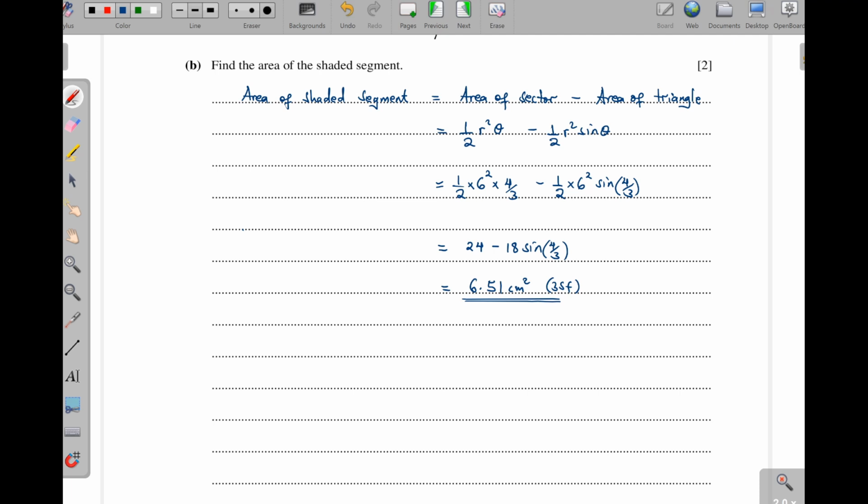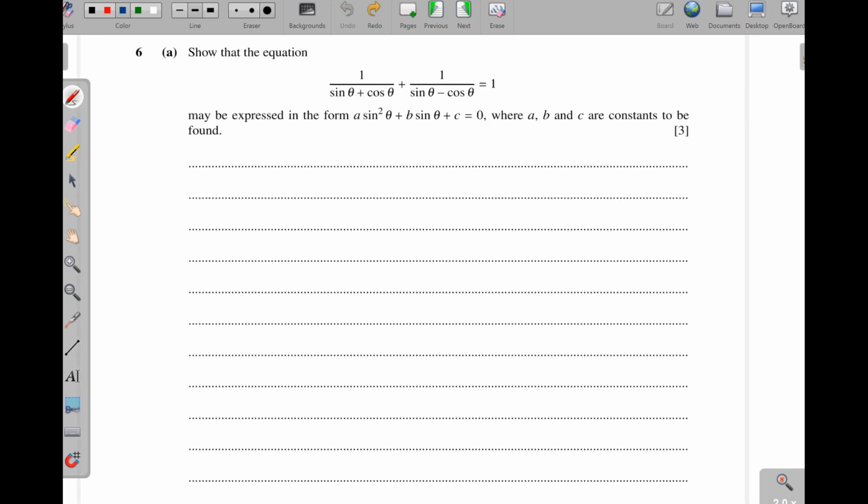That is that. Question 6 is coming from trigonometry, part A. Show that this equation can be expressed as a quadratic equation in sine, where a, b, and c are constants to be found. Okay, now let me first write the whole of this down here: sine of theta plus the cosine of theta, and then plus 1 over the sine of theta minus the cosine of theta, which is equal to 1.